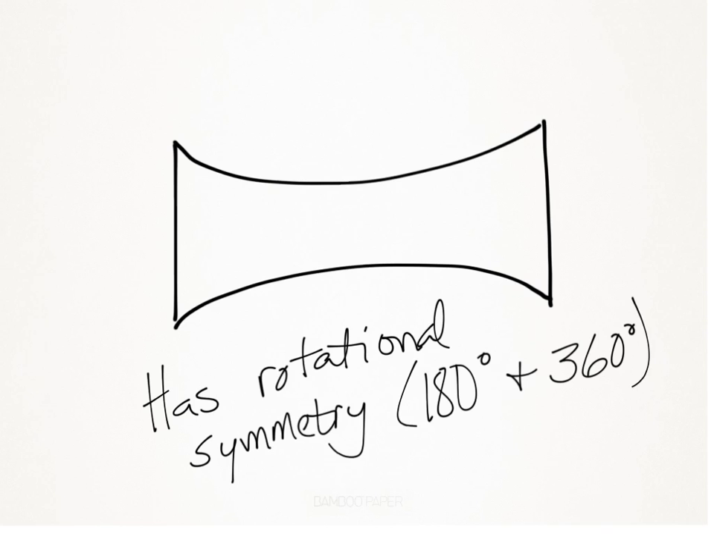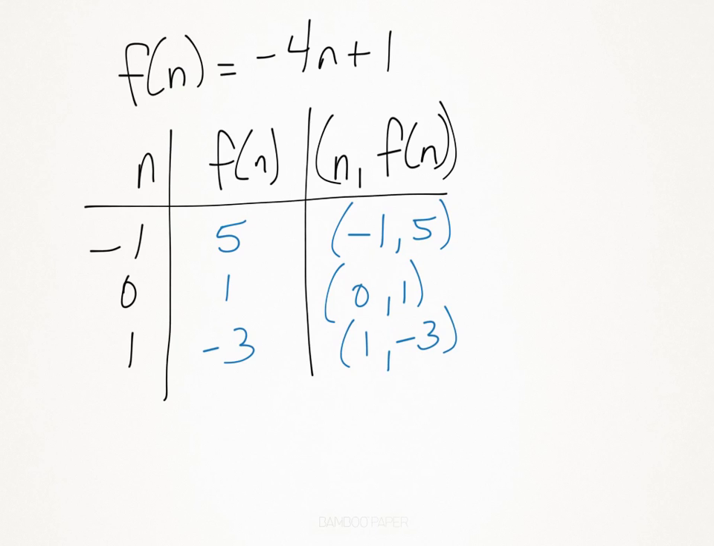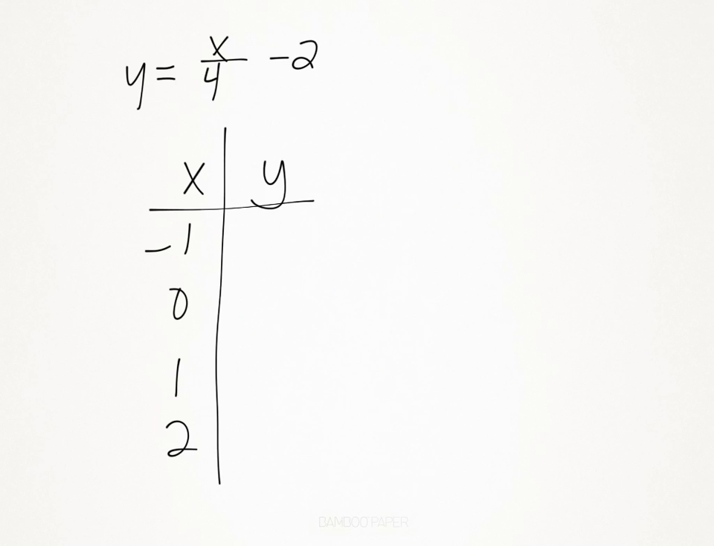Here are a couple problems that were on the Chapter 10 review. Values for f of n and then the ordered pairs. Here's the next problem, values for f of n and the ordered pairs, which are right here. Remember, if it starts as a fraction, it needs to end as a fraction. Do not fall into the trap of converting it to a decimal. Here's the next problem, solution right here.